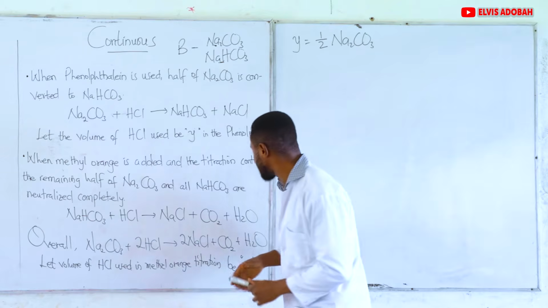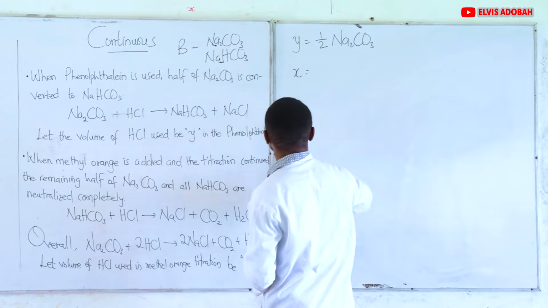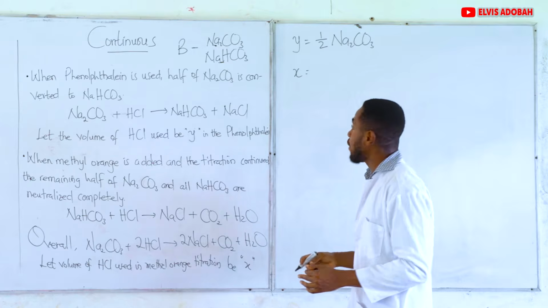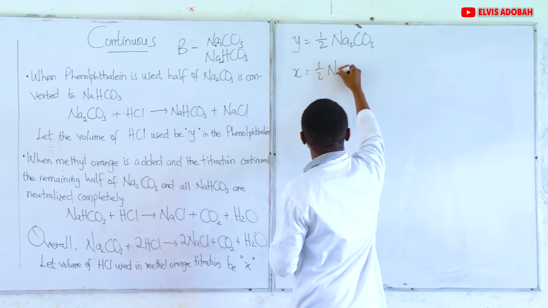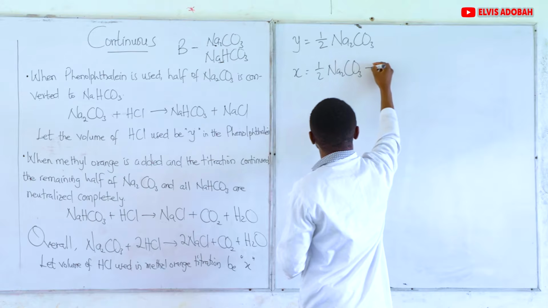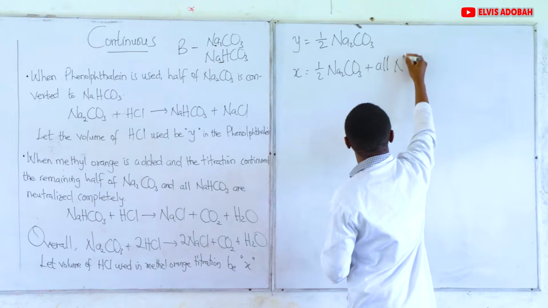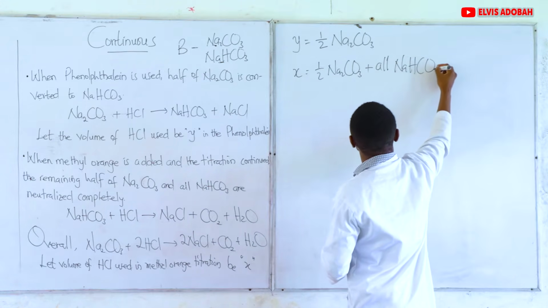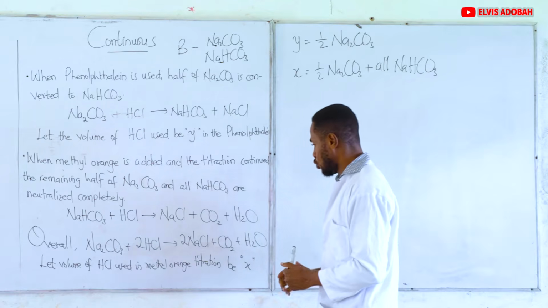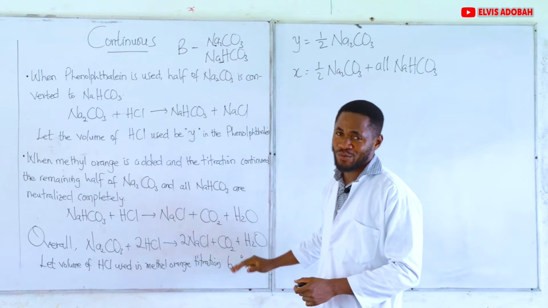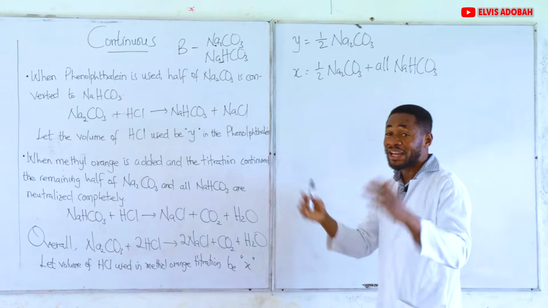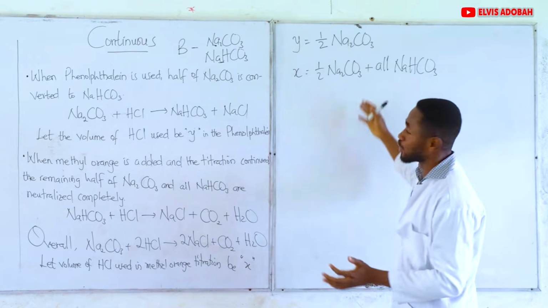Then we are saying X is the volume of acid that was needed to convert the remaining half of sodium carbonate and all sodium bicarbonate to sodium chloride, carbon dioxide, and water. That is what we are saying.